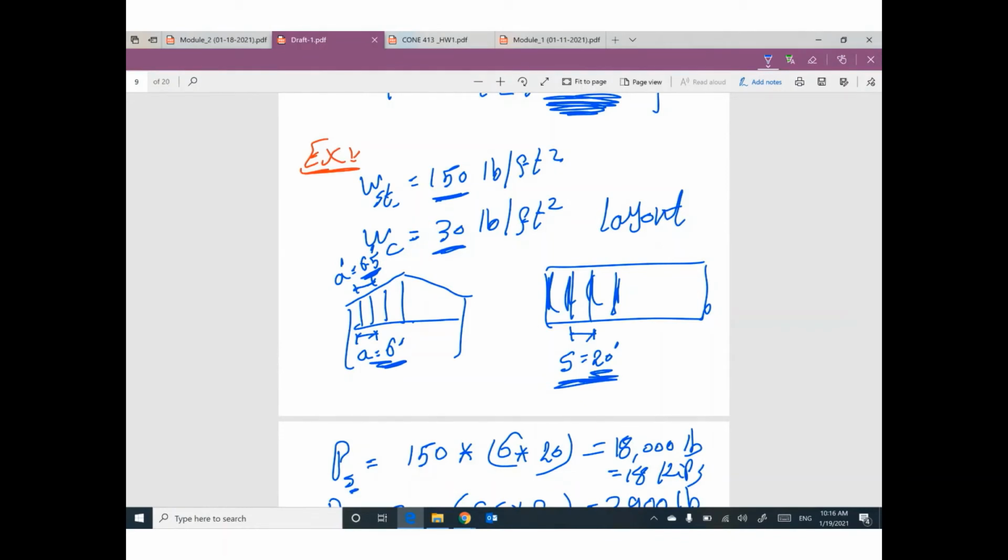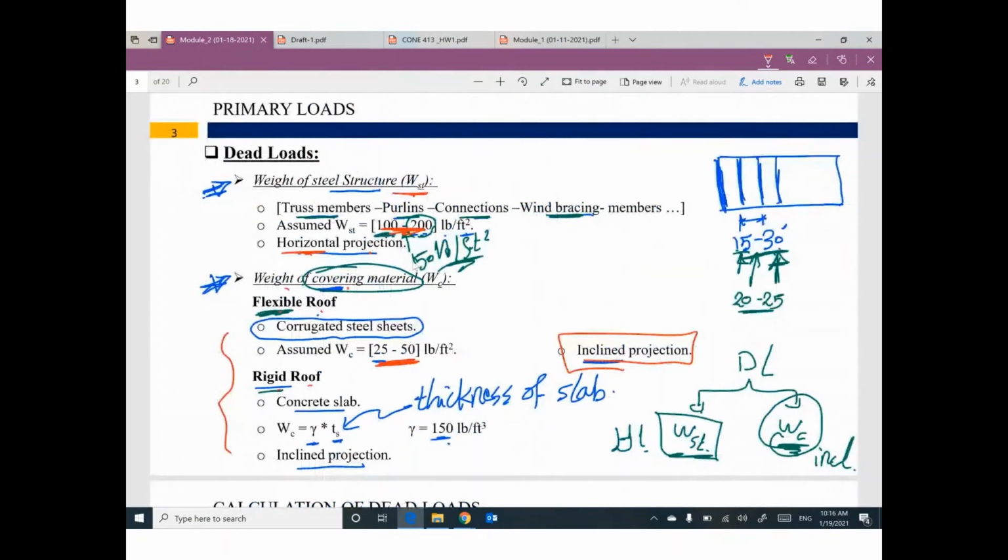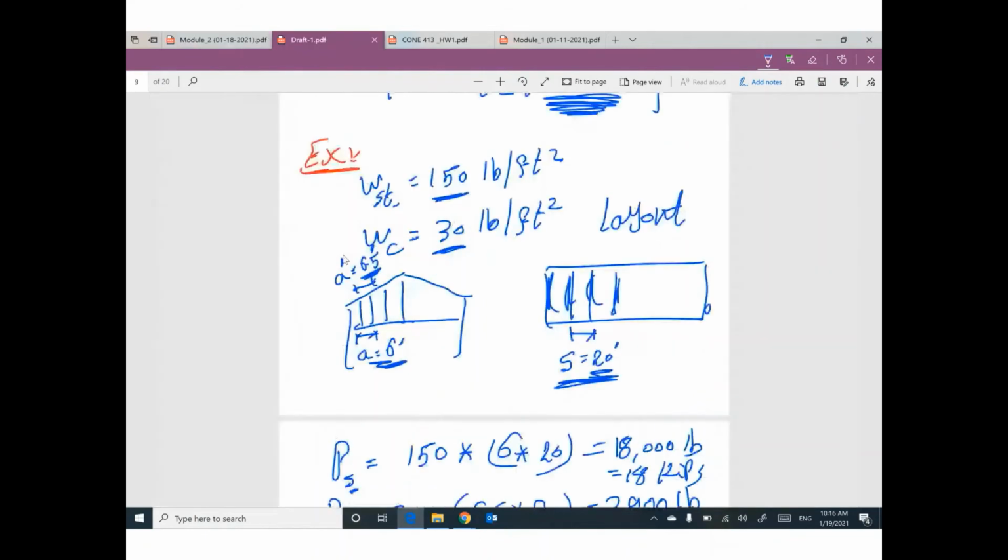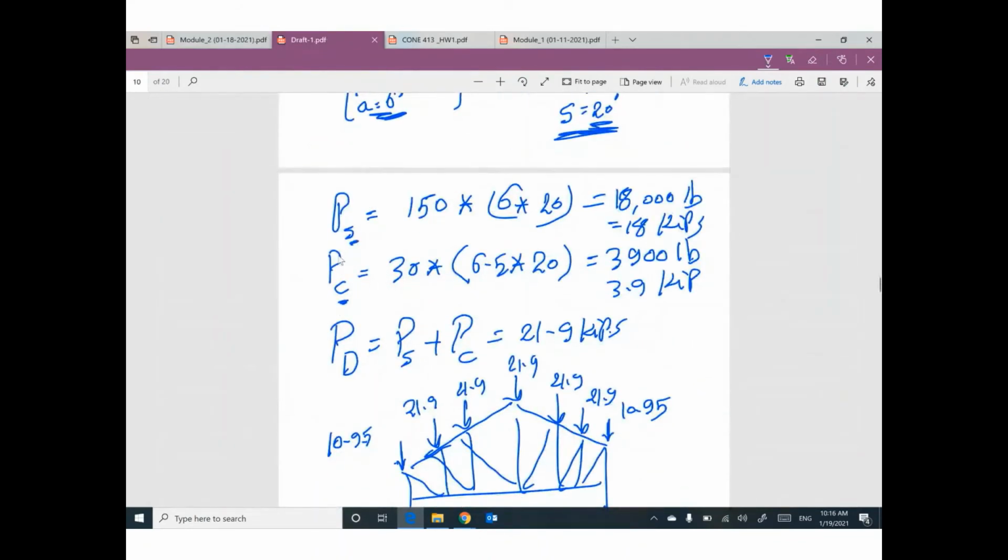Once you select your layout, I'm gonna assume my values of load for structure and covering. And you have to decide, are you using flexible roof, just a corrugated sheet, or concrete? Once you select your values from these ranges, you can do your calculations. It's very simple, very simple.